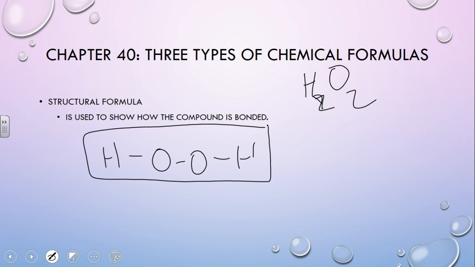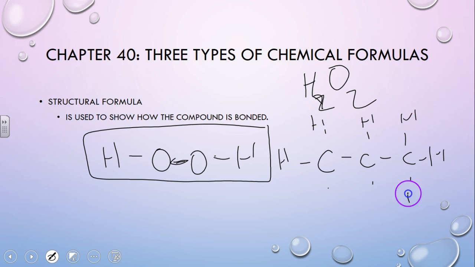And this gives clues in the reactivity of the compound, because in this case, those 2 oxygens bonded together with hydrogens on either side, that gives us a clue that this is going to be kind of a reactive element, or a reactive compound. Okay, there's a compound like this guy. Let me draw it out here. That is propane. Okay, and so this structure tells us something about its chemical reactivity.